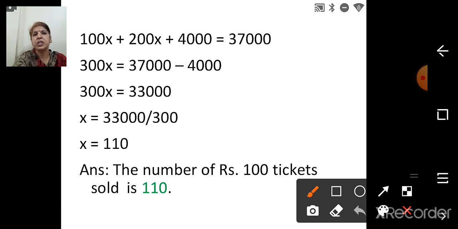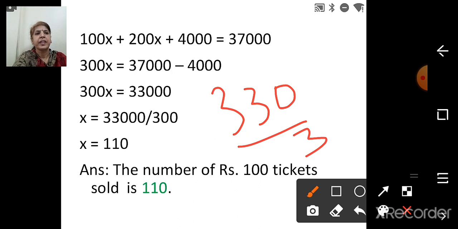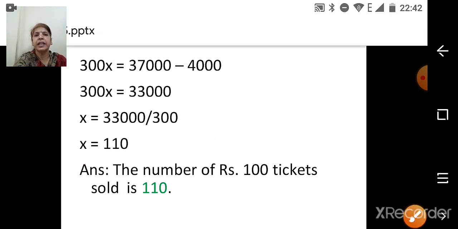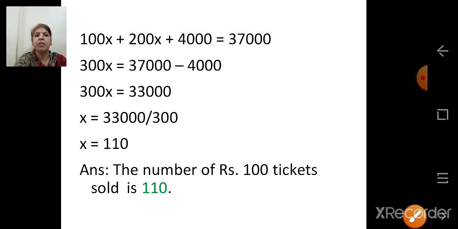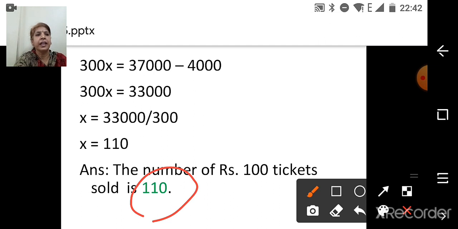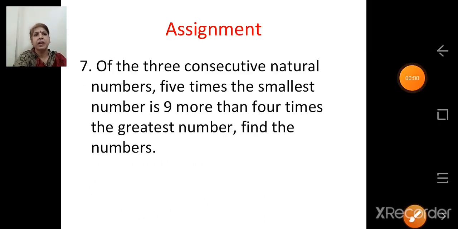Now, division you know, children. You can also cancel the zeros as we usually do. And then what is remaining is 330 upon 3, so you will get 110. X is equal to 110. The number of rupees 100 tickets sold is 110. This is the answer. Now this is an assignment question, which is the 7th question of practice set 12.2.